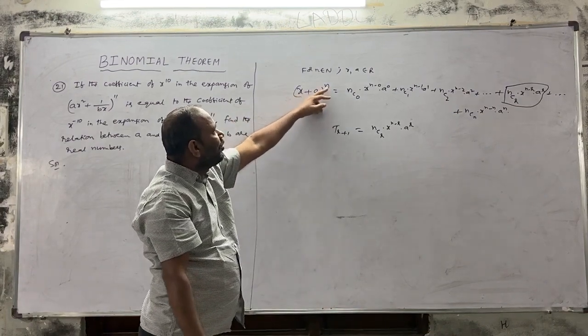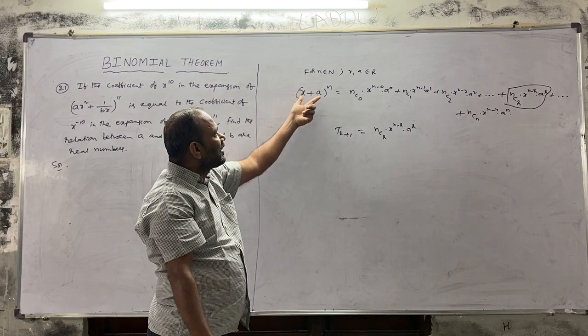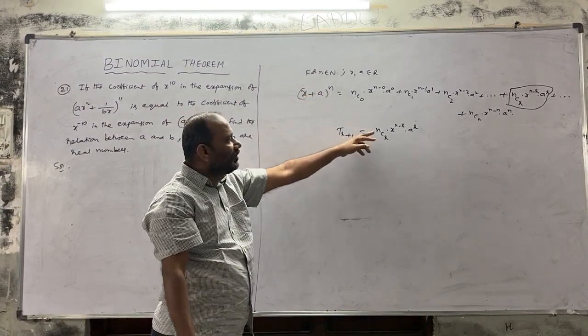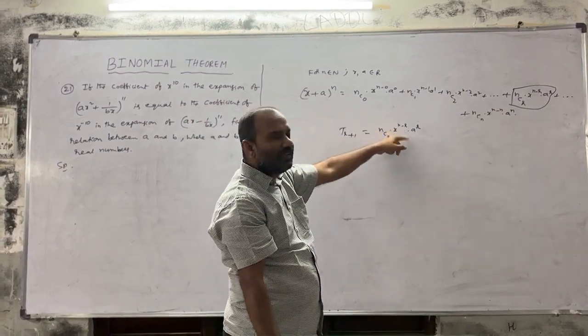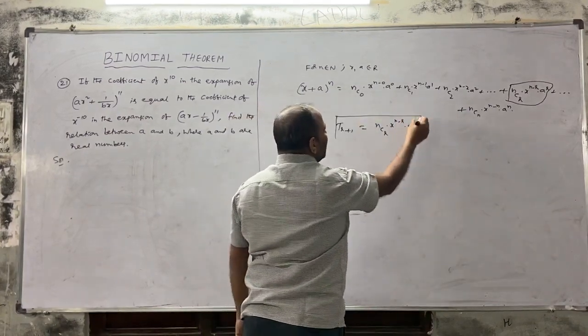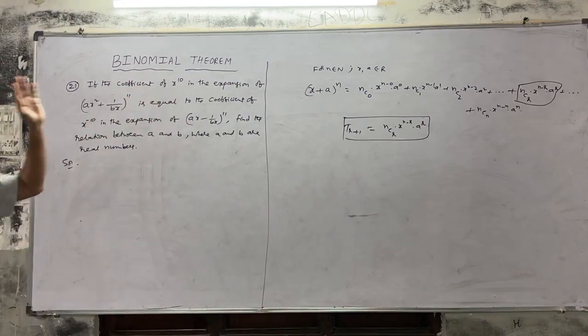Here (x + a)^n, x first term, a second term. In binomial expansion (x + a)^n, the (r+1)th term is nCr, first term x, x^(n-r), into second term a^r. This is very, very important. Now for solving this type of problems, we use that expansions.